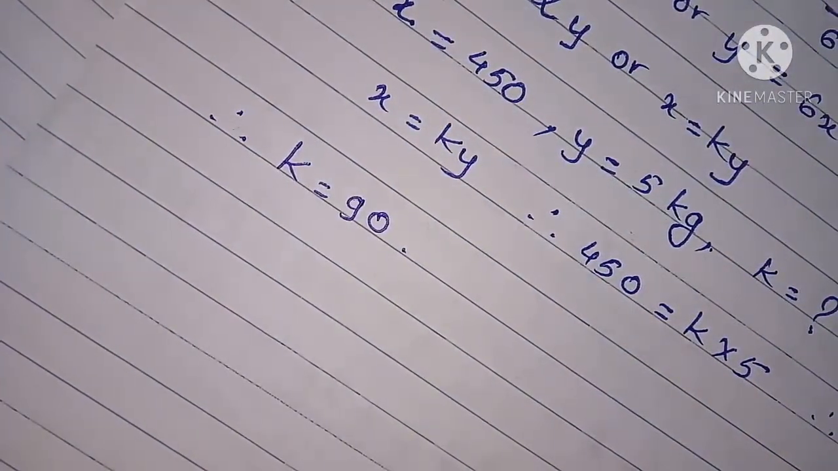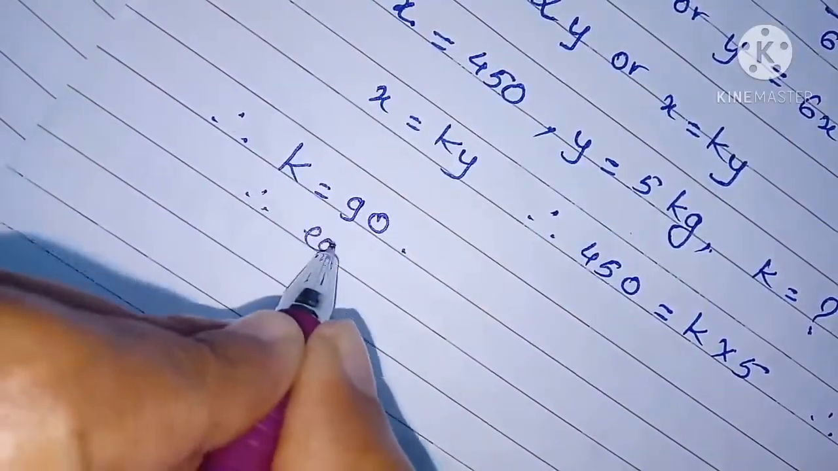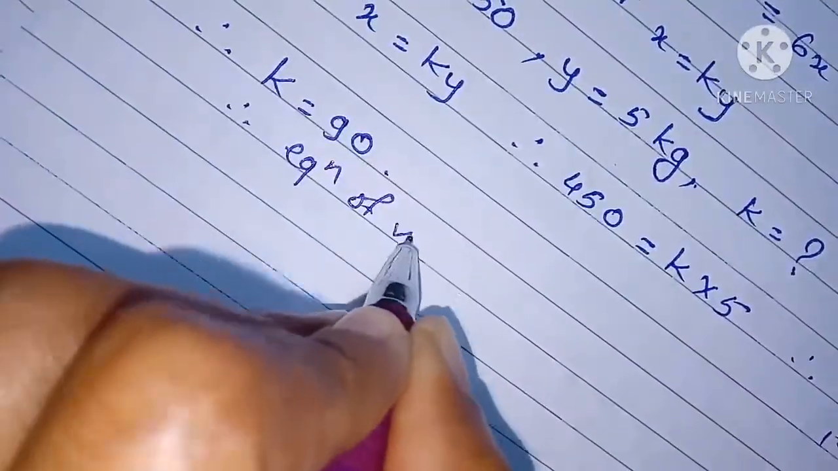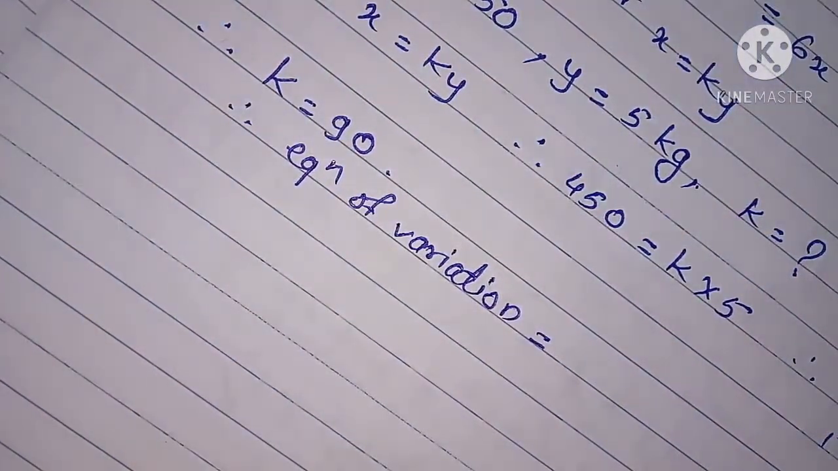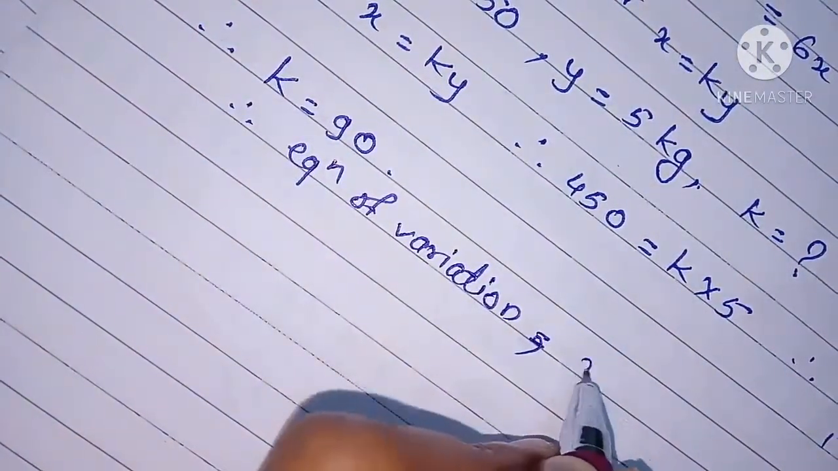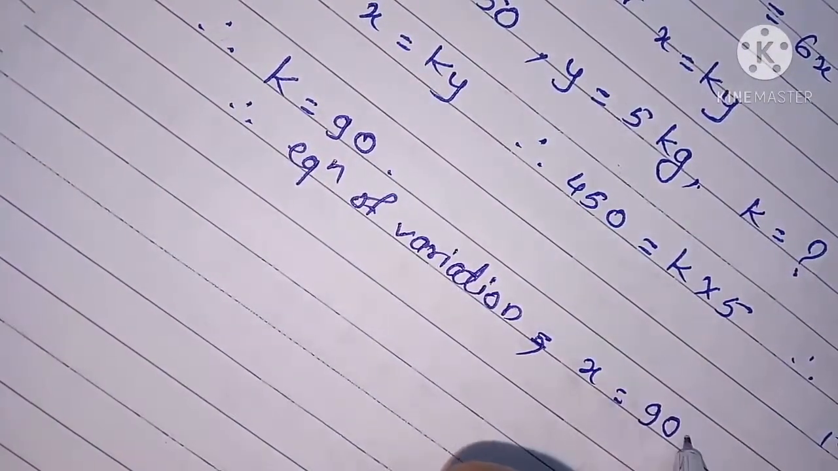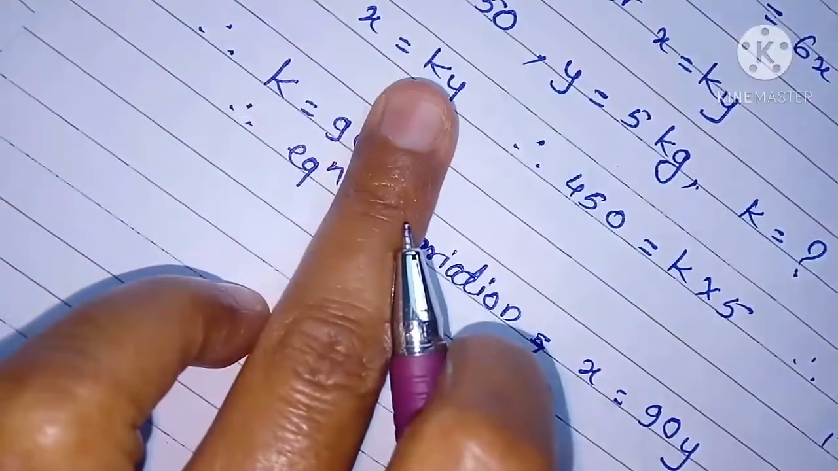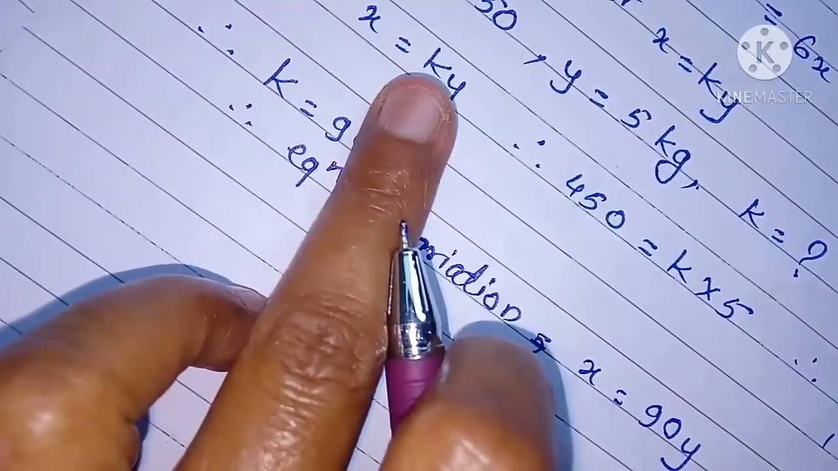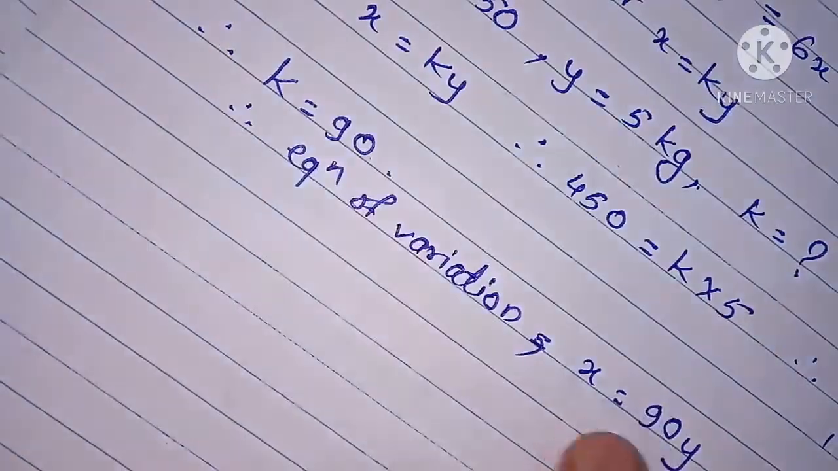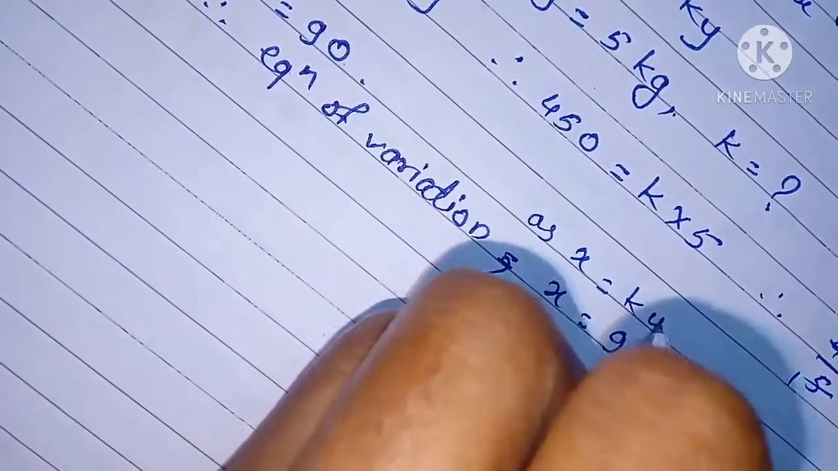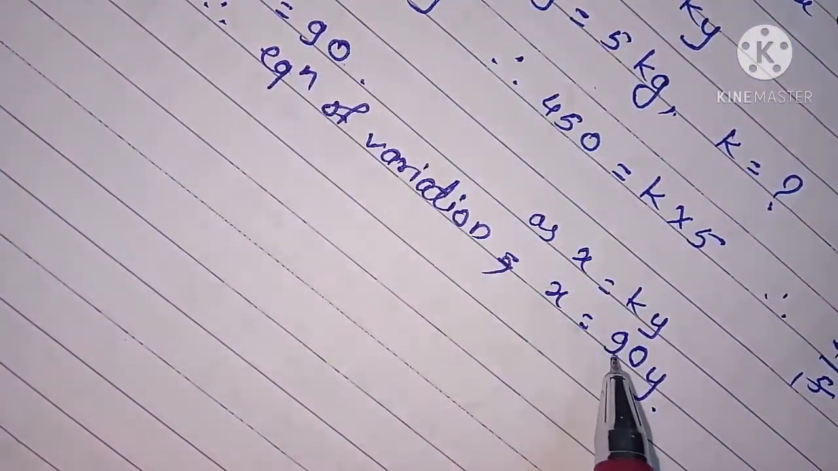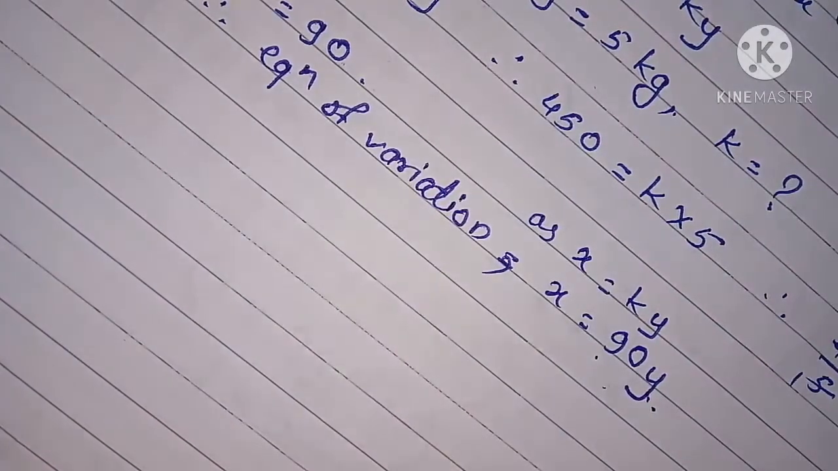Constant of variation k is equal to 90. Therefore, equation of variation. What is it? Equation of variation is x is equal to 90y. Here, look: x is equal to ky, and the value of k is 90. So x is equal to ky, therefore equation of variation x is equal to 90y. So here we keep 90y.